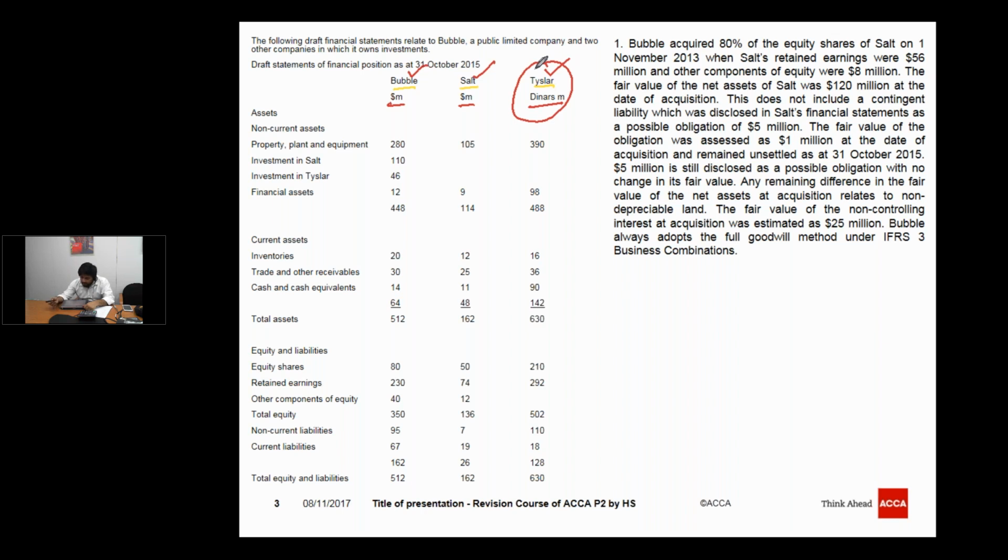So starting from the first note, that Bubble had acquired 80% shares. Again, I have broken the question into different parts of the consolidation, and I'm just working on note 1. As I have already told you, the goodwill working has nothing to do with notes 2, 3, 4, and 5. So you can just pick note number 1, and without reading even notes 2, 3, and 4, you can solve the question and calculate the goodwill in the Salt company. So the Bubble company has acquired 80% shares in the Salt company.